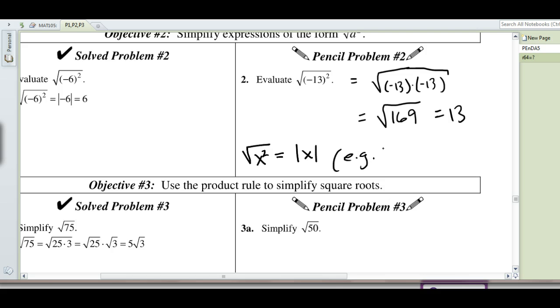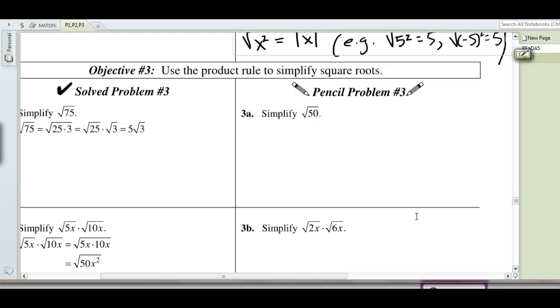So you could see that with some other examples. For example, the square root of 5 squared would be positive 5, but so would the square root of negative 5 squared. That would also be positive 5. So that's just a nice little point to note.